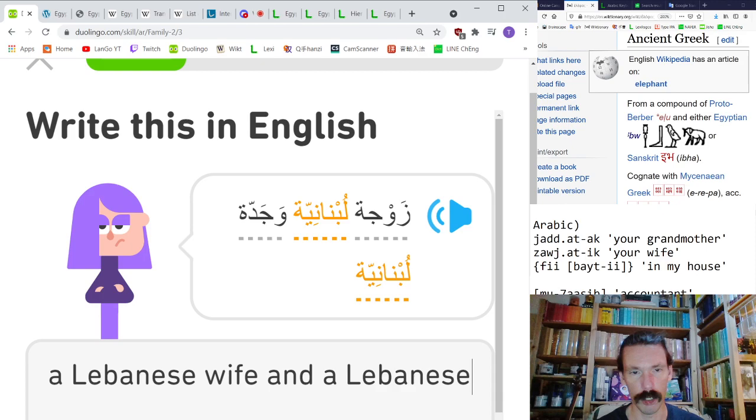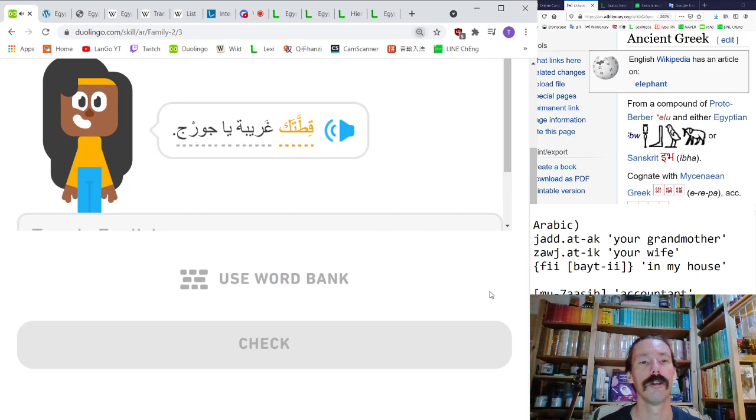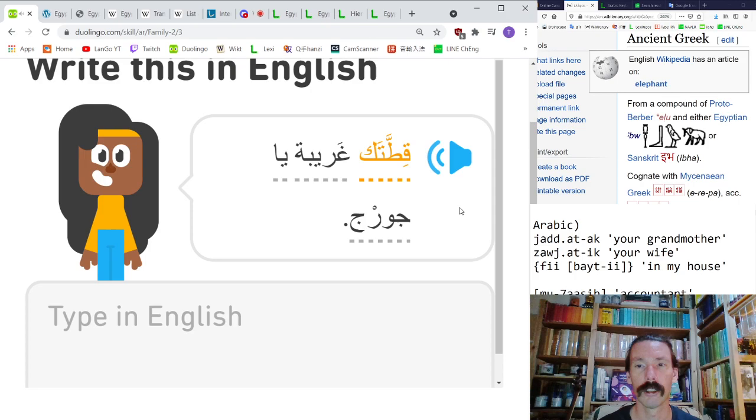Qittatak gharība ya George. Oh, those words are right here in your notes. I should have figured them out. Oh, yeah, so they are. Yeah, same stems. Qittatak, your cat.